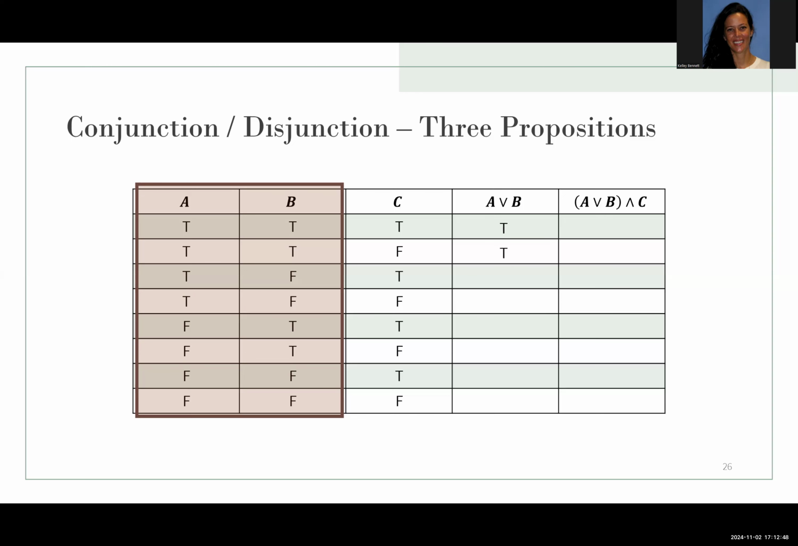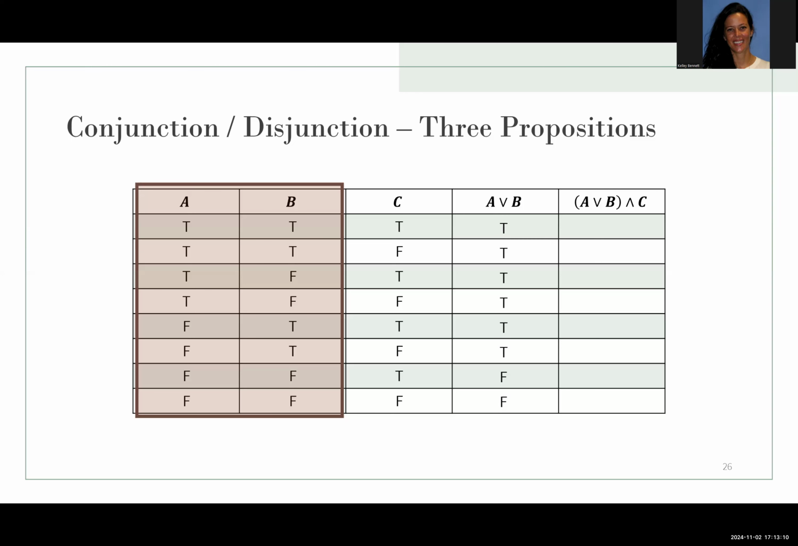And same in the second row. In the third and fourth rows, A is true, so that's going to work for us. In the fifth and sixth rows, B is true, so that works for us. But in the seventh and eighth rows, neither A nor B is true. So this is going to give me false for the disjunction A or B.